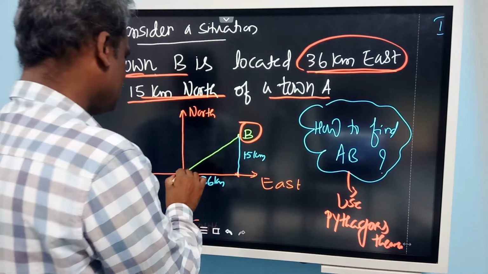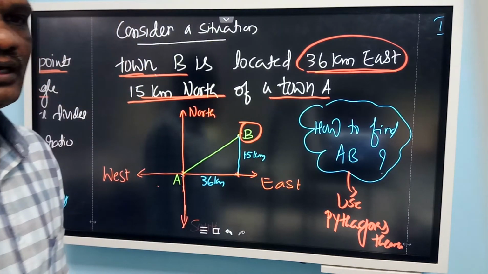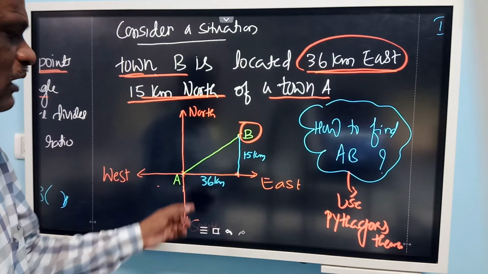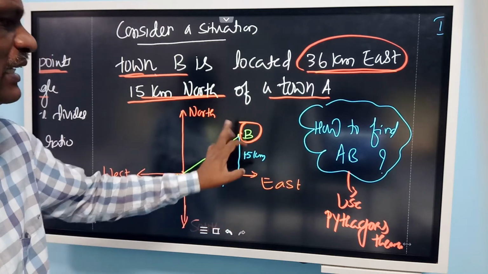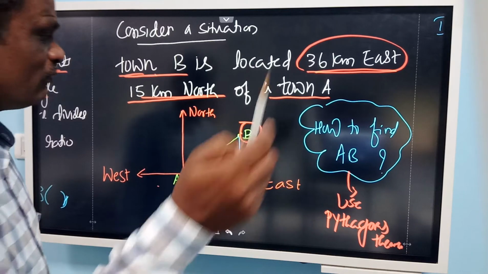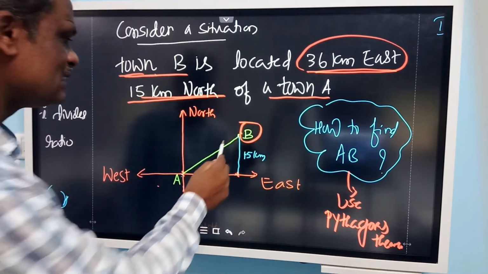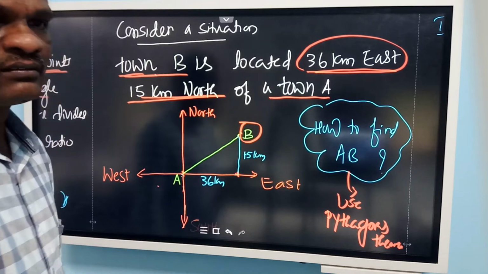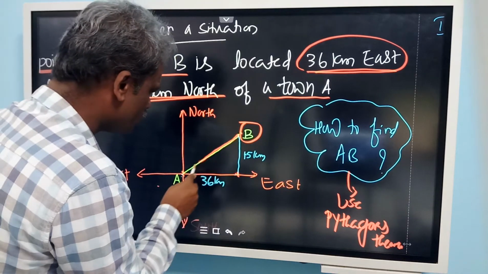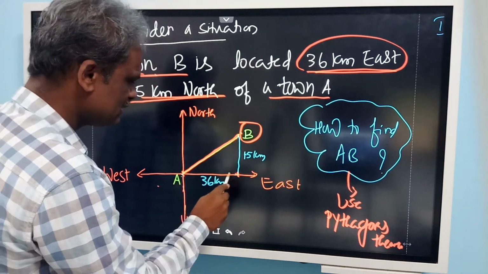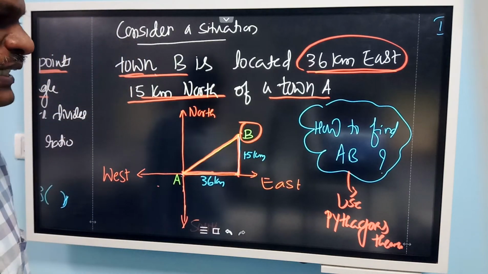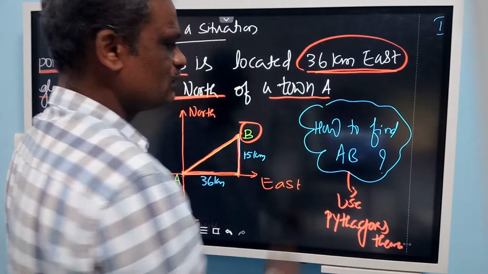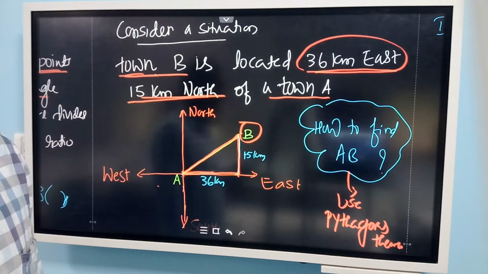So now A and B are 2 cities or towns located with this condition. From here to here 36 km, from here to here 15 km. Now I want to find the exact distance between these 2 towns A and B. What is the distance between these two? AB. You know this distance, you know this distance. Tell me, do you have any idea how to find the AB distance?